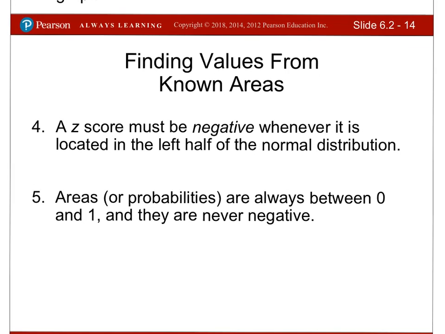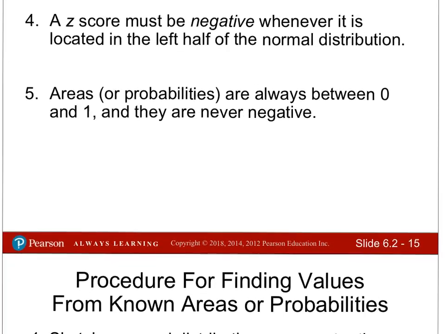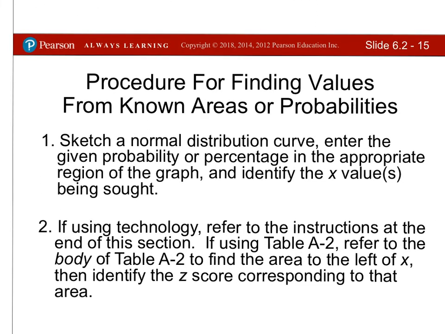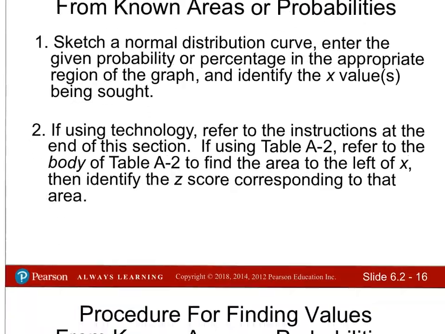Okay, some other little things to keep ourselves from making mistakes. A z-score is negative if it's left of the mean, and areas are always between 0 and 1. Okay, so let's look at a slightly different kind of problem here.